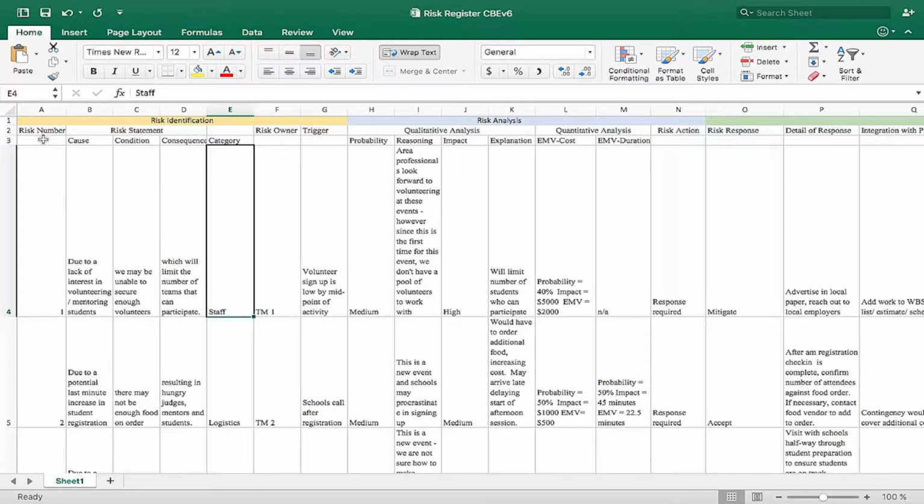First, every risk has a unique number, and that ensures that when we're communicating risk, we have that unique identifier so that we know that we're all talking about the same risk. The second piece looks at setting up the risk statement, written in the same format that we've talked about in our lesson. What is the cause of the risk, so its root? What is the condition, the risk event? And then what is the conclusion or the consequence, the impact of that risk?